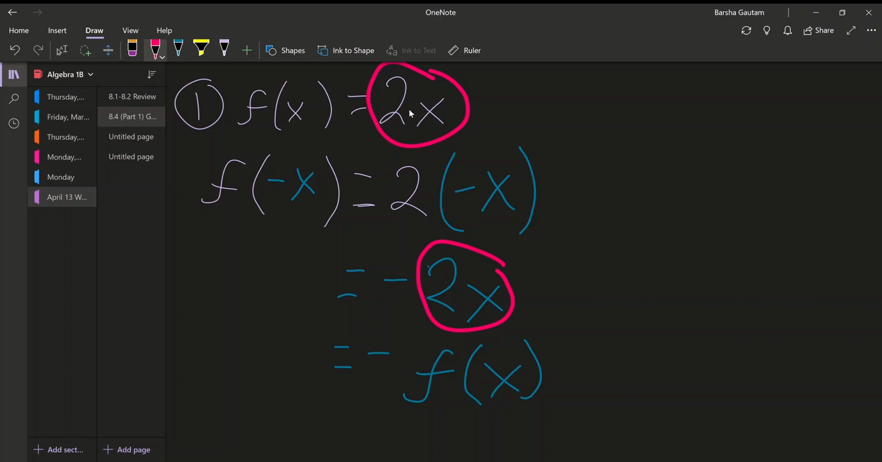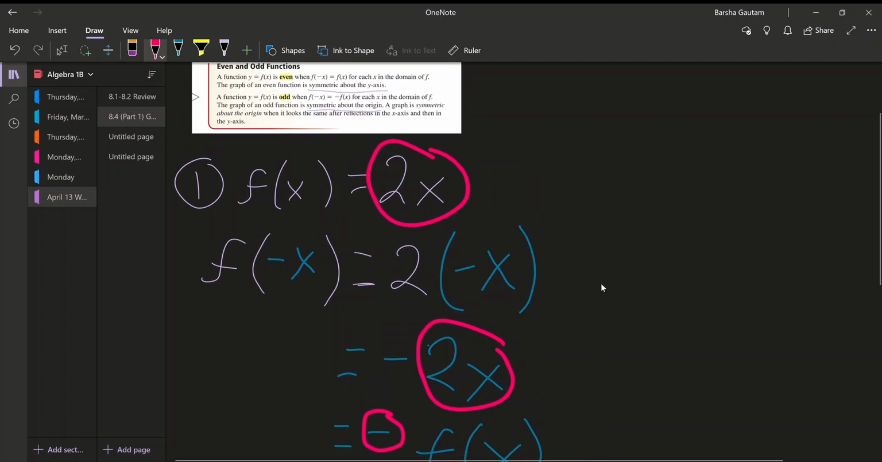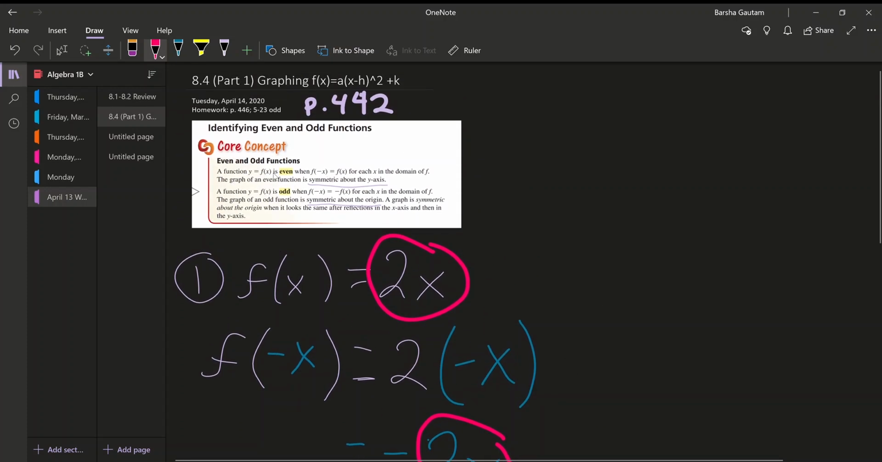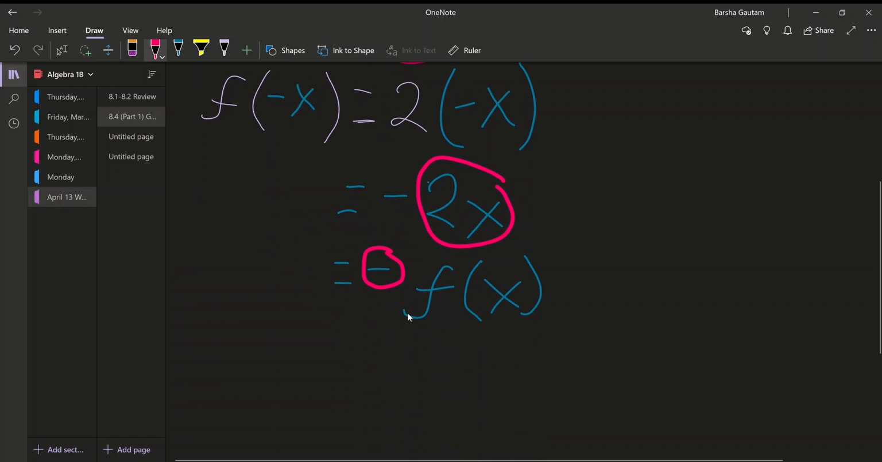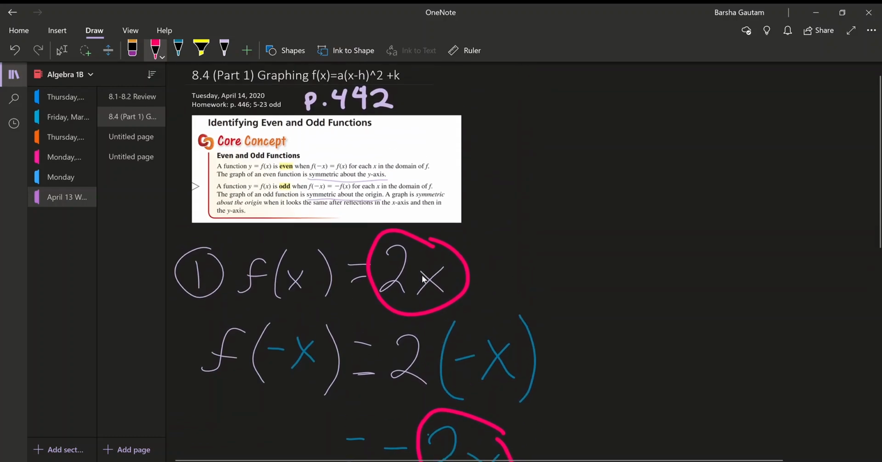This 2x is equal to f of x. So that means that this 2x is also equal to f of x. All right, so let's go back to our original one, and notice here that it has a negative here. So what does that even mean? Maybe we can look back at our definition. So it says here that it's even if f of negative x is equal to f of x. Is f of negative x equal to f of x? No, it's equal to negative f of x.